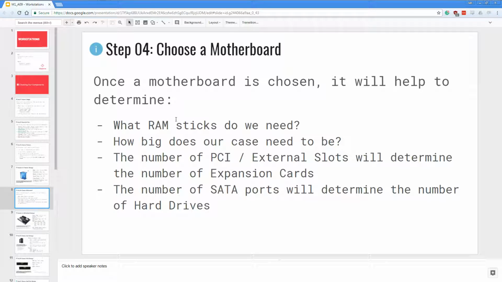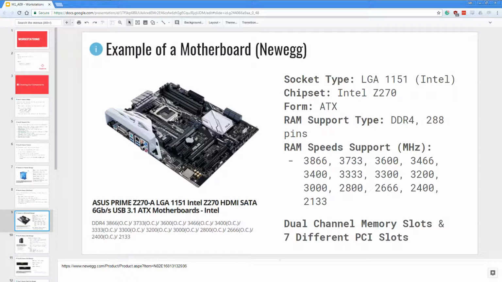how big our case needs to be. The number of PCI and external slots will determine the number of expansion cards we can install, and the number of SATA ports will determine the number of hard drives we can install as well. So let's look at another example from Newegg.